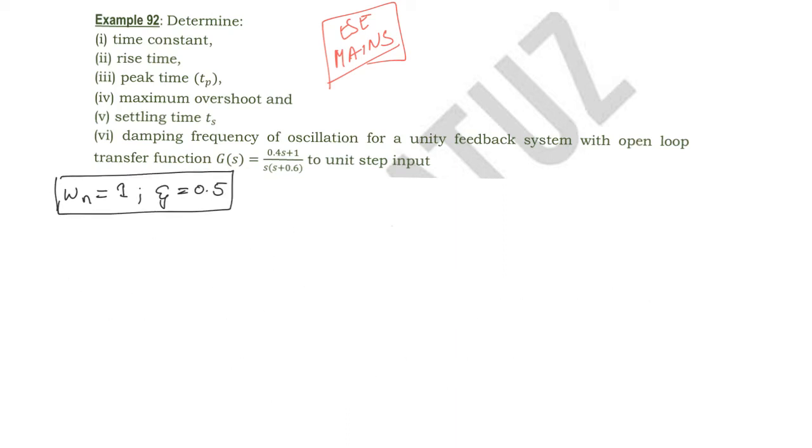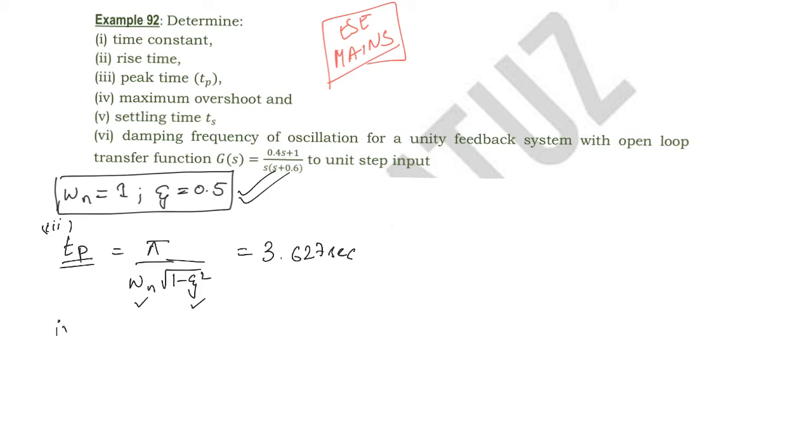Next we have peak time, which is TP. TP is pi by omega n into root over 1 minus zeta square. Here we know omega n and zeta, so if you substitute omega n equal to 1 and zeta equal to 0.5, you will get 3.627 seconds. This is the third quantity.